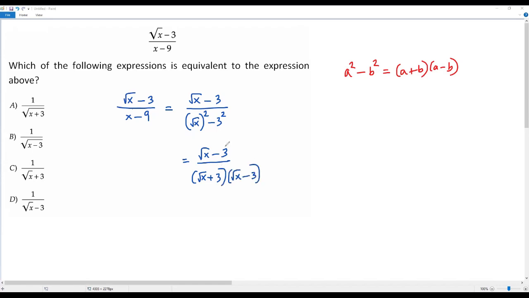Here square root of x minus 3 and square root of x minus 3 will cancel. That is here 1 times, here 1 times. We have 1 over square root of x plus 3. This is the expression which is equivalent to the given expression. I find this expression in answer choice C. The correct answer choice for this question is C.